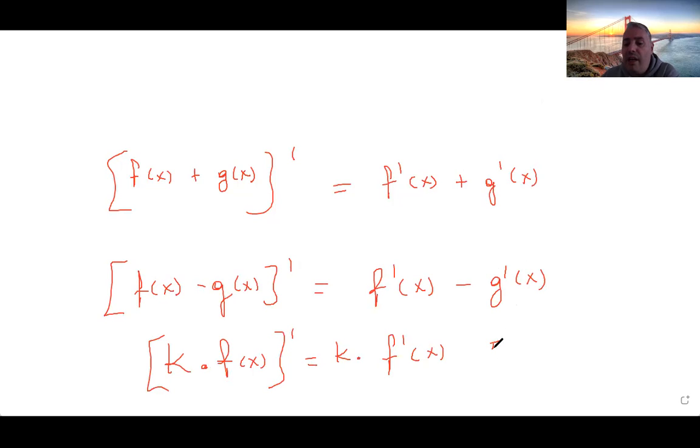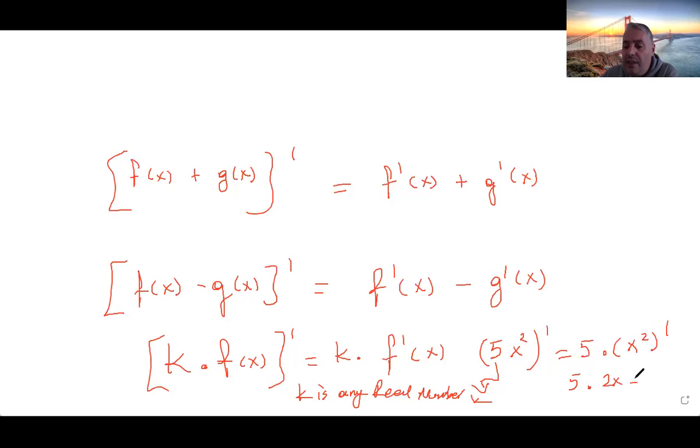For example, if you have the derivative of 5x squared, here the k is 5. By the way, what is k? K is any real number. Okay, so take the k out. What is left? Take its derivative. And we know that the derivative of x squared is 2x. So the result is directly 10x. These are very important tools, very important properties for finding the answer of a derivative.